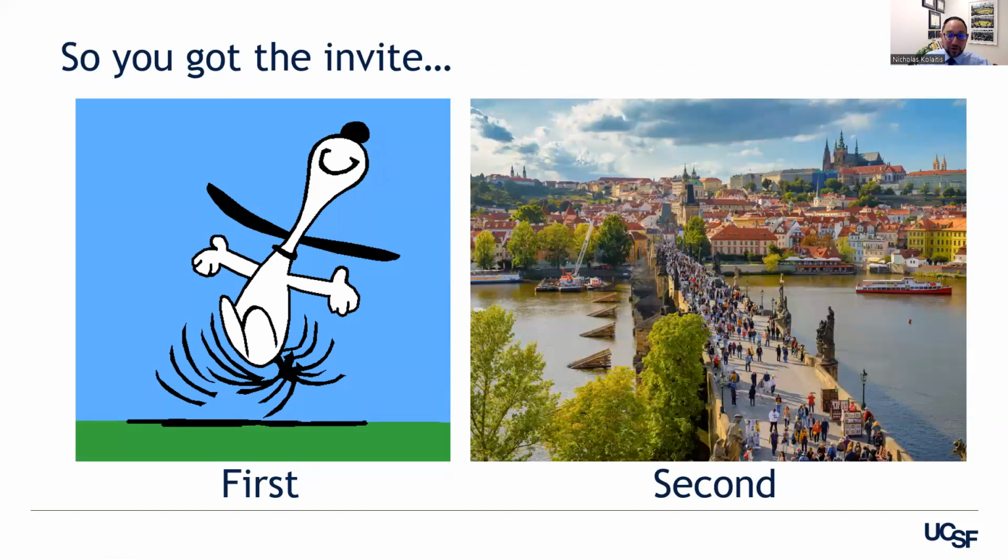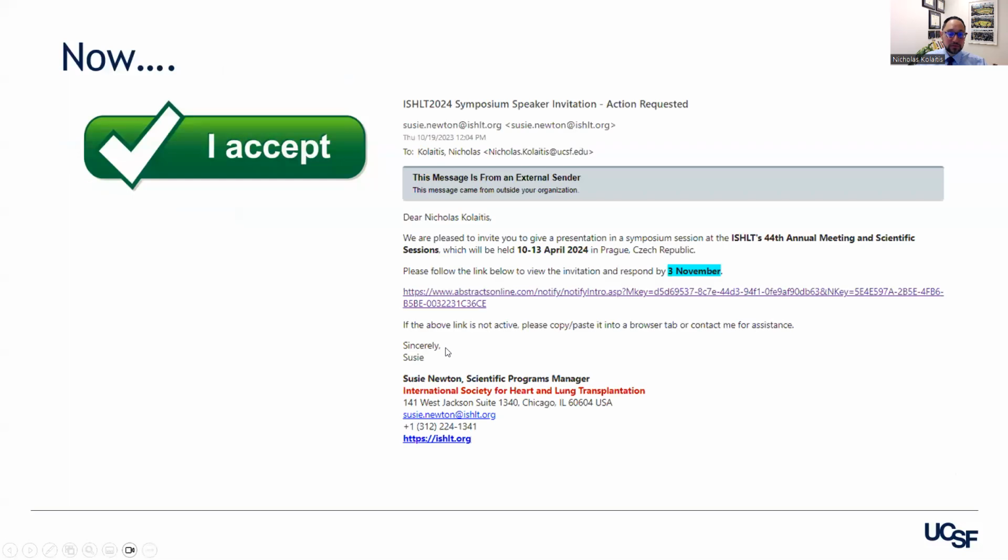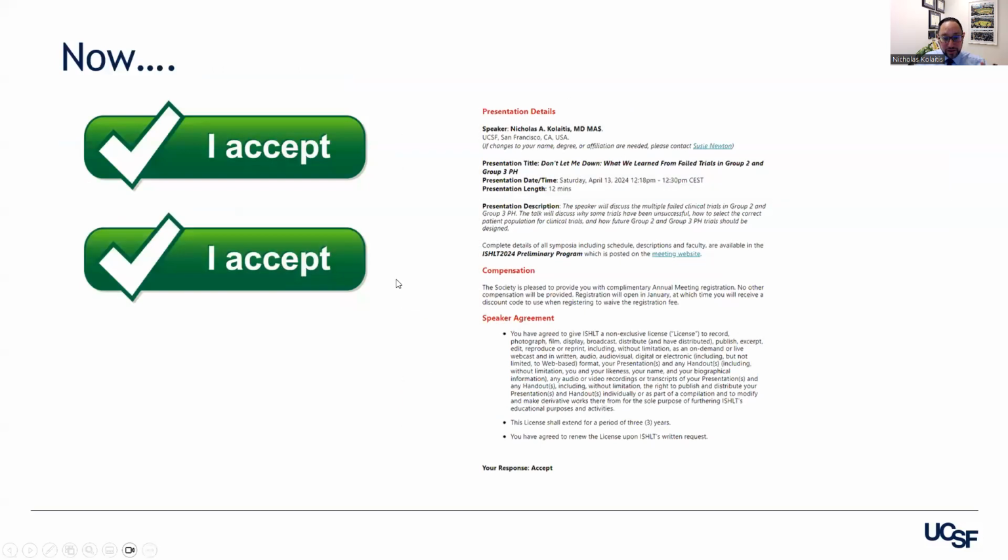Actually, before you start booking your trip, review the talk title just to make sure that it's something that's within your content expertise. So this is what I've been asked to speak at this year. Don't let me down. What we've learned from failed clinical trials in group 2 and group 3 pulmonary hypertension. I am a pulmonary hypertension doc. This is well within my wheelhouse. So click the accept button, and then go back, check the email again, and verify that you've actually accepted.